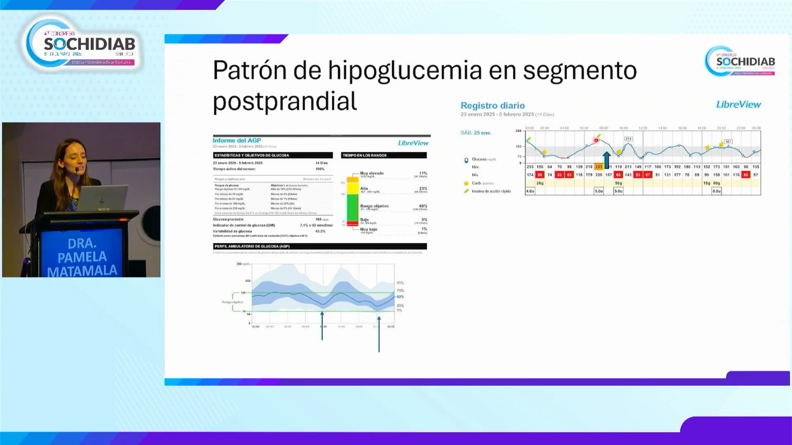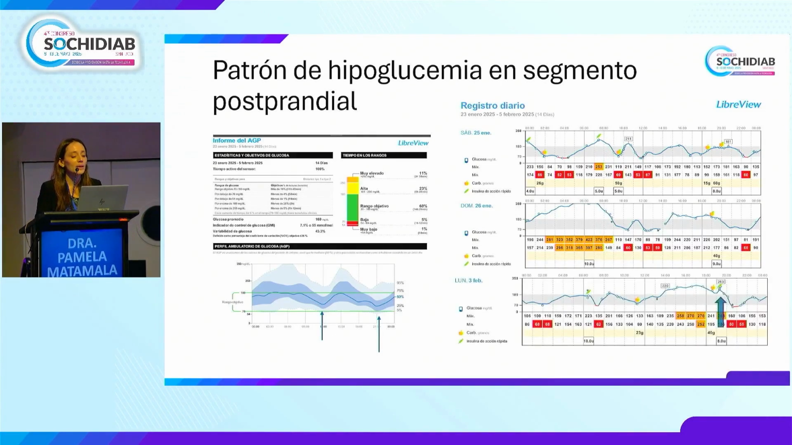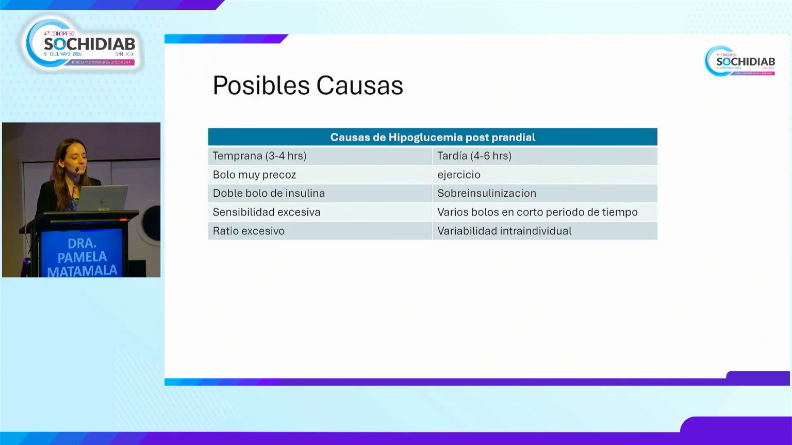If you look, every time of the day that the patient corrects, he or she has a very acute drop in the levels of glucose. And this pattern repeats itself throughout the days with very severe and very intense hypoglycemias. What may be the possible causes of this pattern of hypoglycemia? Let's see them in general.